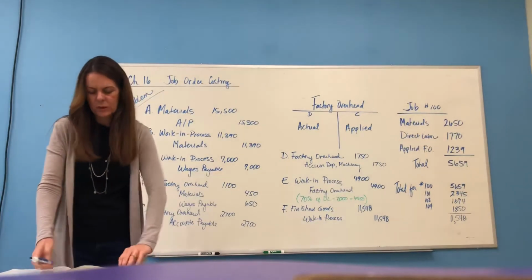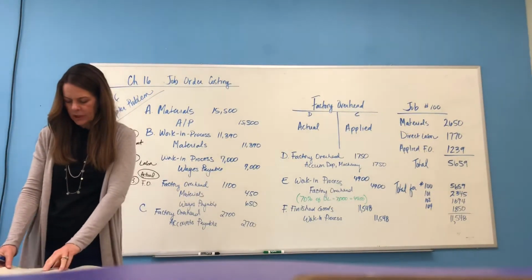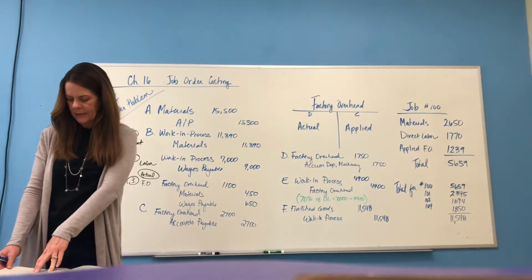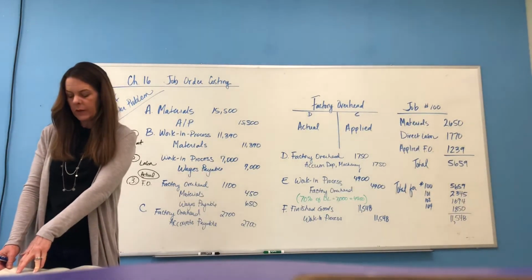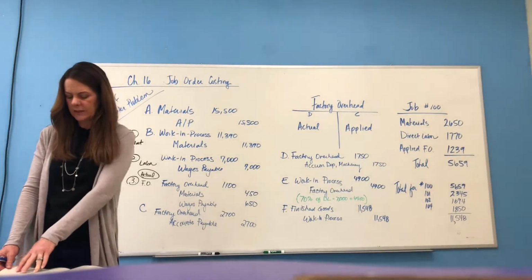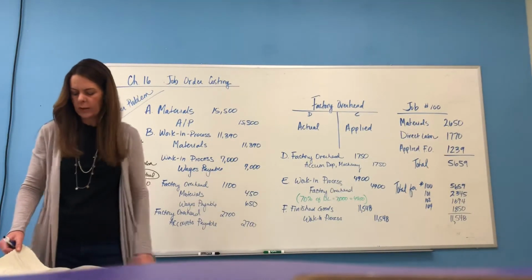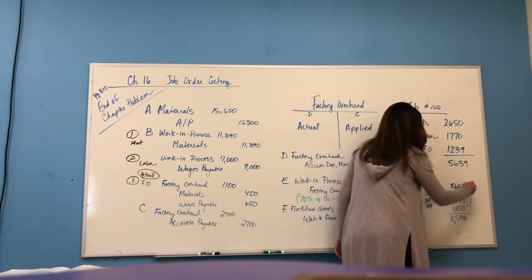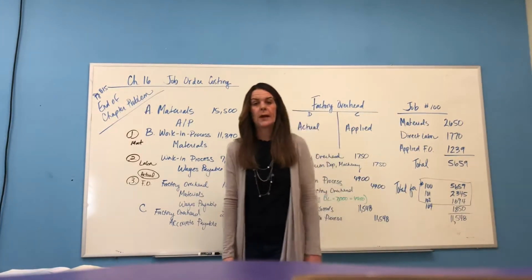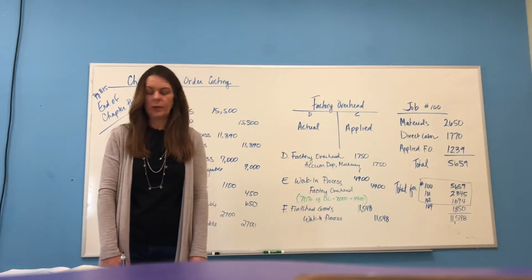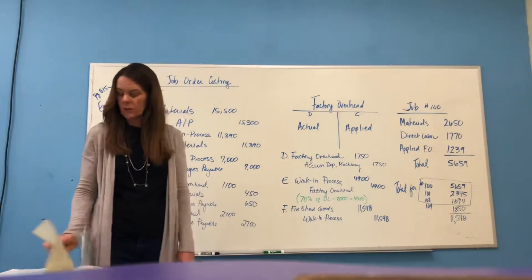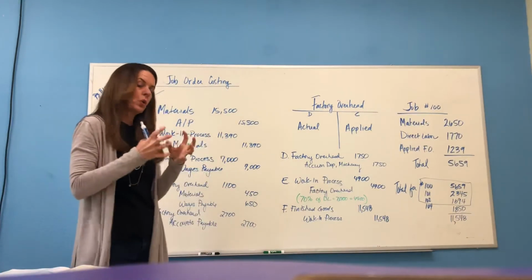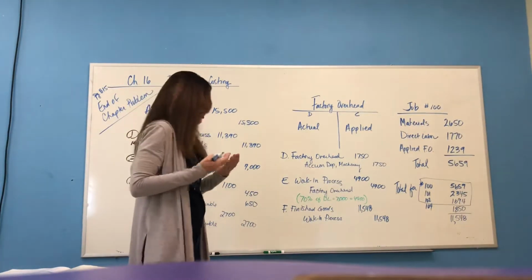Last thing. Number G says jobs 100, 101, and 102 were shipped, and customers were billed 8,100, 3,800, and 3,500 respectively. So basically the first 3, 100, 101, 102, were sold. They give us the total amount that they sold it for, 8,100, 3,800, and 3,500. So we're going to total that. We're going to assume that they were sold on account.